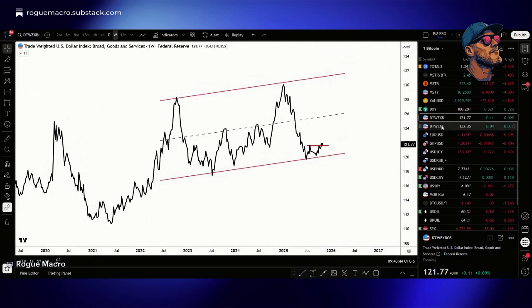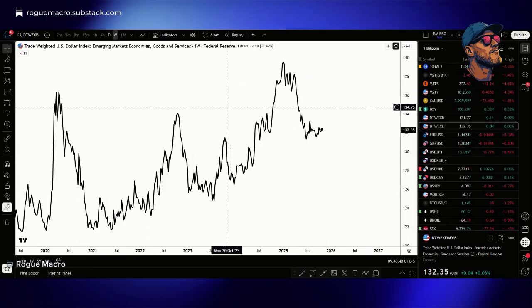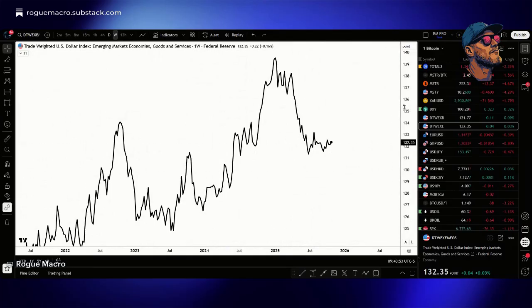Okay, we can also, there's another measure of the US dollar, and this is emerging markets. So this is trade weighted, but with emerging markets pretty much only.